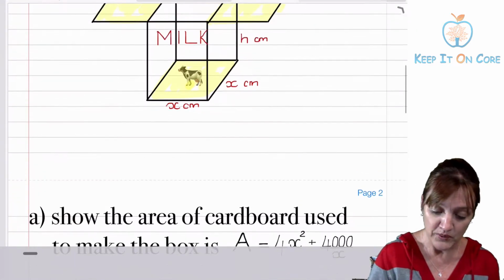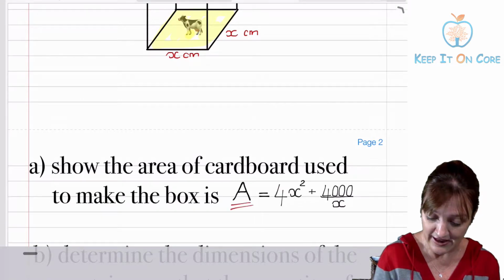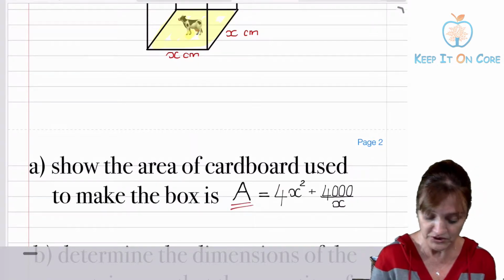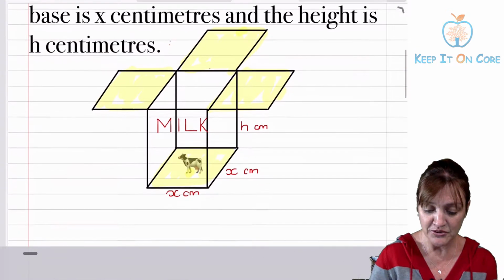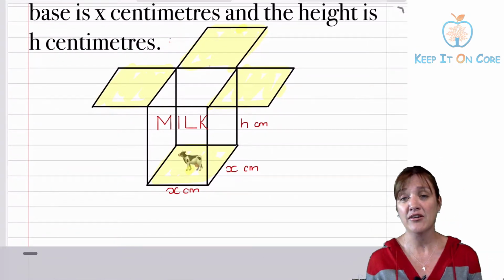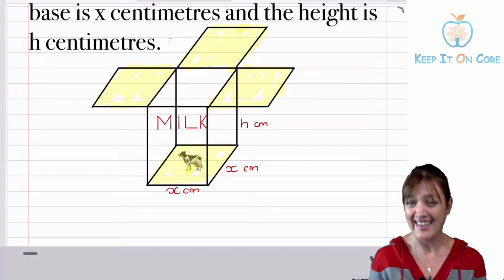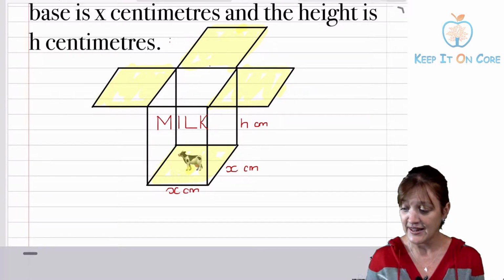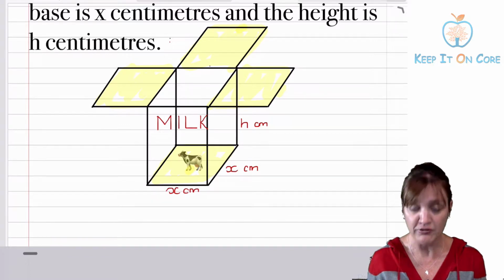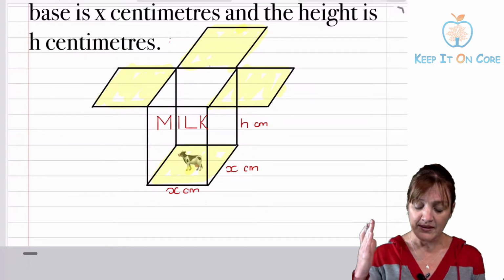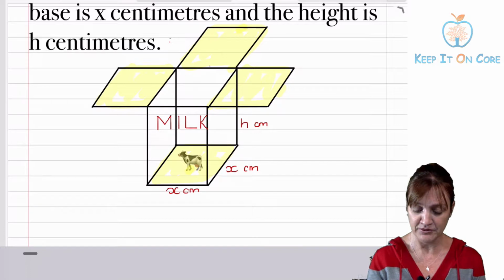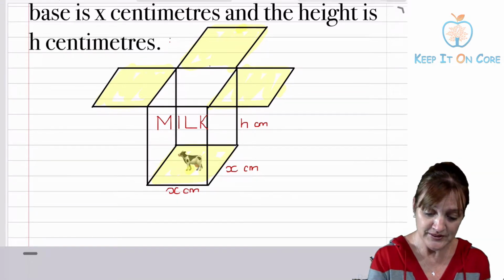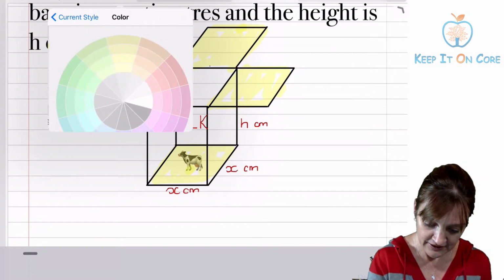So we need to find the area of the box. Show the area of the cardboard used for the box. Do you agree with me that calculating the area of the cardboard used for the box is surface area? So the first thing we're going to have to do here is come up with a surface area formula. Hang on, let's just stop for 1 second. I'm spotting a problem.